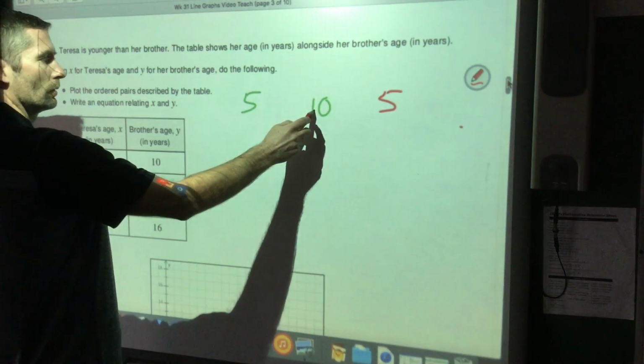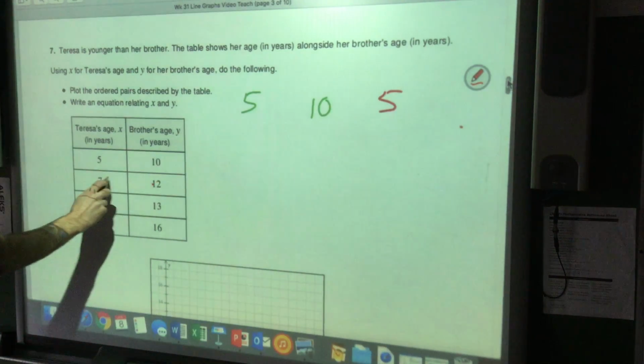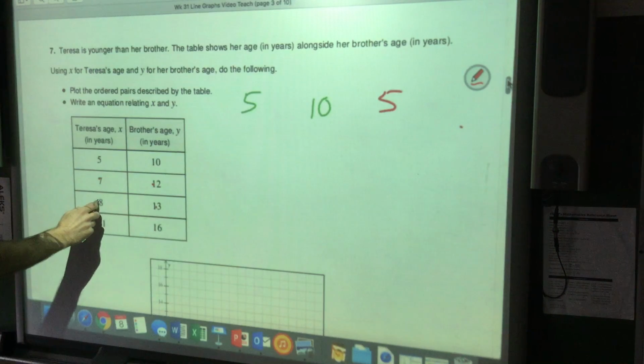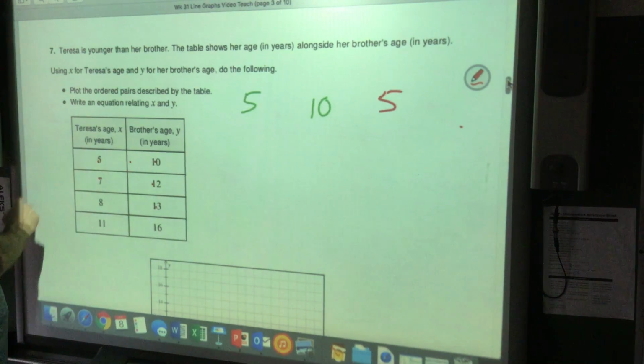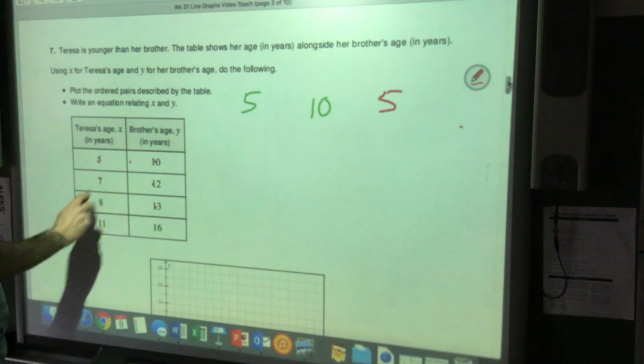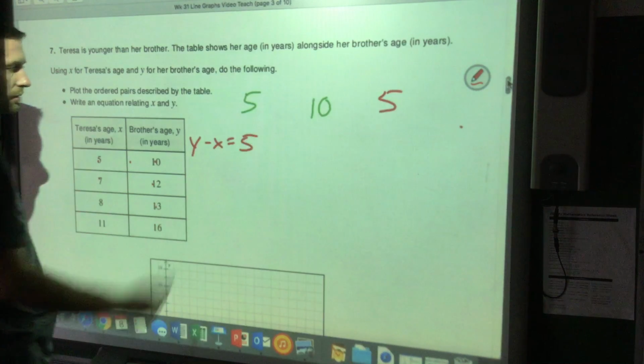Okay, so, well, I know 10 minus 5 is 5. Let's see if it works for all these. 12 minus 7 is 5. 13 minus 8 is 5. So this minus this is 5. This minus this is 5. So Y minus X equals 5.